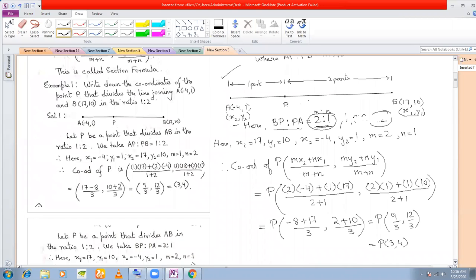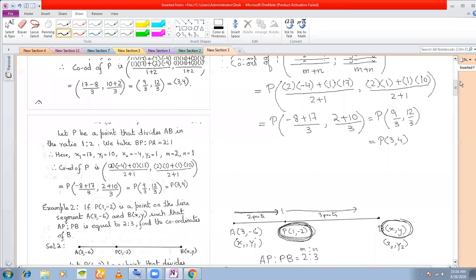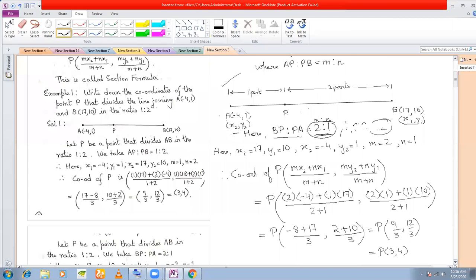You didn't get it? If they ask you for the coordinates of P, then they will definitely give you the coordinates of B. Understood? And then you will proceed as we have proceeded here. See, here coordinates of A was given, B was given, and then we found the coordinates of P. So then we don't have to equate it, no? No, only if the coordinates of A and P are given and you need to find out the coordinates of B, then you will have to equate.